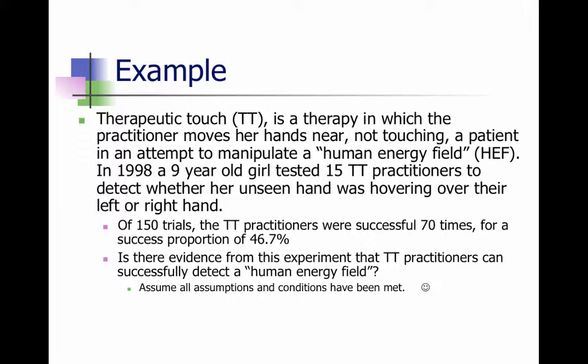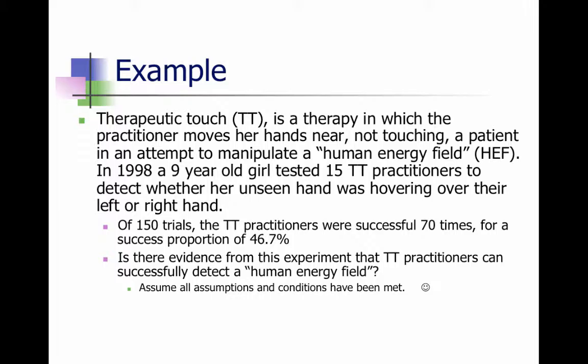So in other words, what she did is she took one of the giant cardboard cutouts and cut places to put hands in. So they would put their hands through, and then this little girl would hold her hand, not touching the person, just above their hand. And then these people had to decide whether her hand was above the right hand or the left hand. Out of 150 trials, so she did it 10 times with each person, the therapeutic touch practitioners were successful 70 times. That's a success rate of 46.7%.